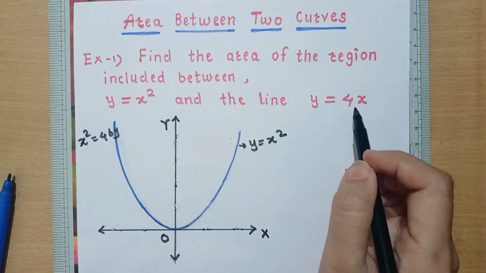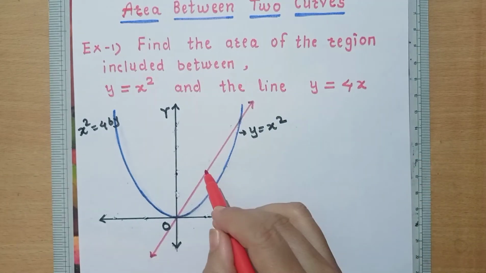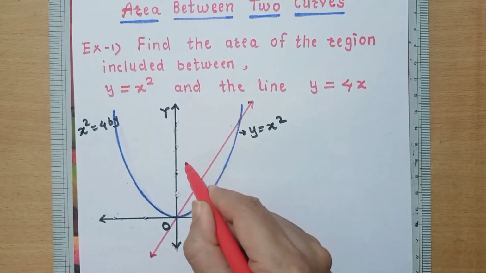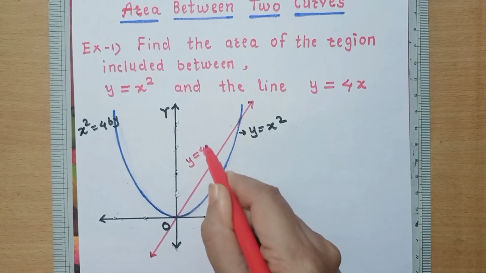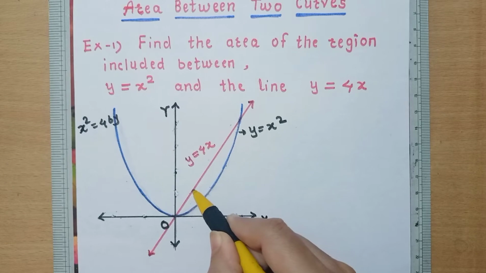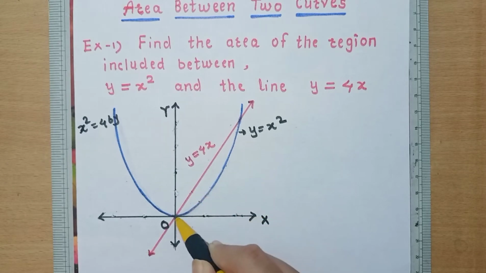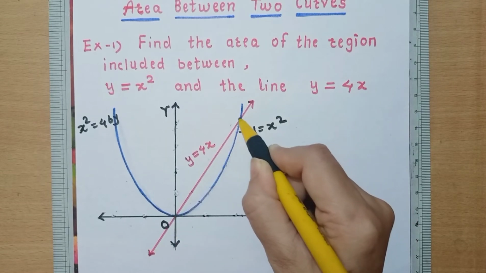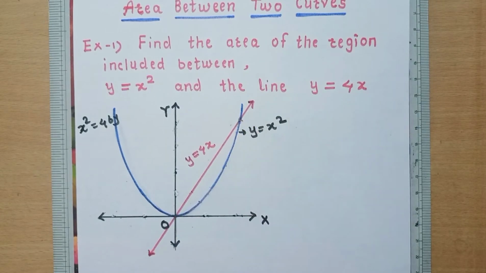Now draw the line y is equal to 4x. Let this is the line which is y is equal to 4x. And now we are going to find out area between these two. So consider the point of intersection. First point of intersection is 0, 0. And now we will find out what is this point.